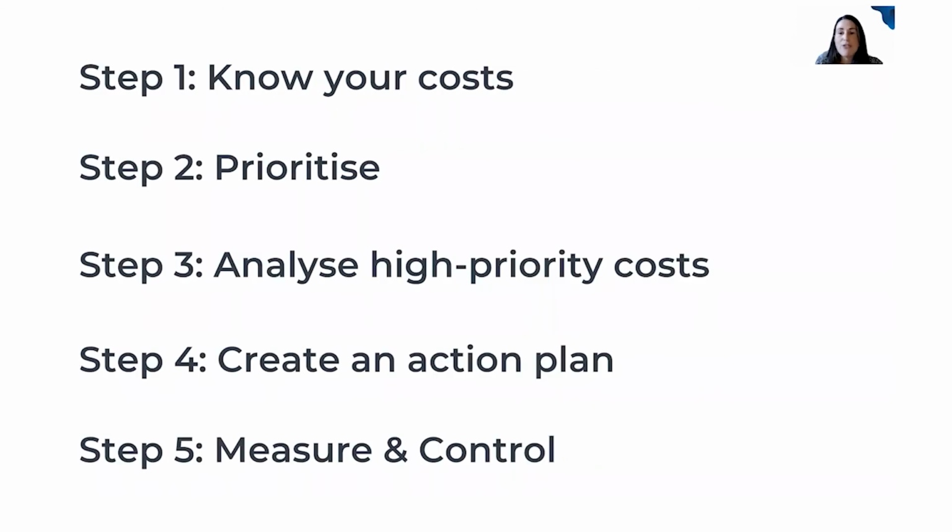In summary, 5 simple steps on how to identify cost savings. Step 1, know your costs. Step 2, prioritize. Step 3, analyze only high priority costs. Step 4, create an action plan. And step 5, measure and control.